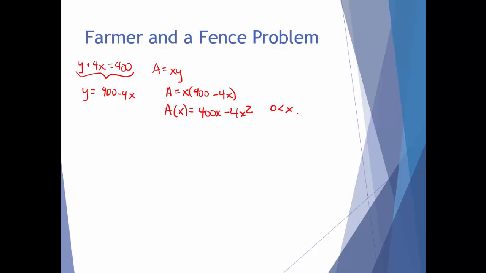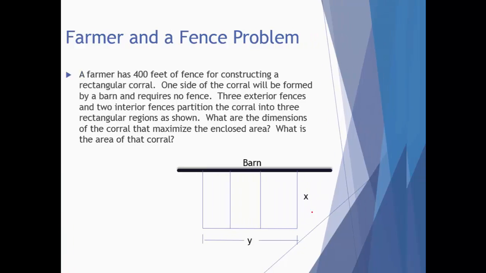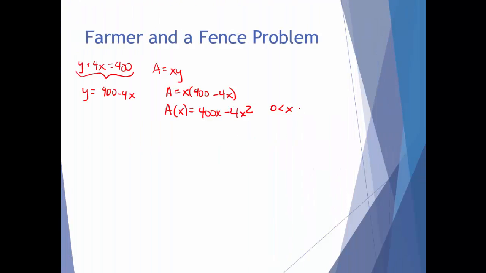The largest that x can possibly be, again, in theory, it should be able to go to infinity, but if you look back at the diagram, if we used all of our fence to take up x, meaning all 400 feet went to these x dimensions, that would make y equal to 0. Each one of those x's could only be 100 feet long. So the largest that x can possibly be is 100. So that's how we determine the domain of this particular function.